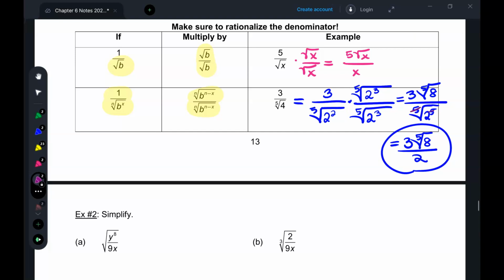Like if I had the square root of 3 squared, wouldn't that just be 3? Yeah. If I had the third root of 5 to the 3rd, that would just be 5. So if I have the 5th root of 2 to the 5th, I just get 2. I no longer have a radical in the denominator. That was my goal there.